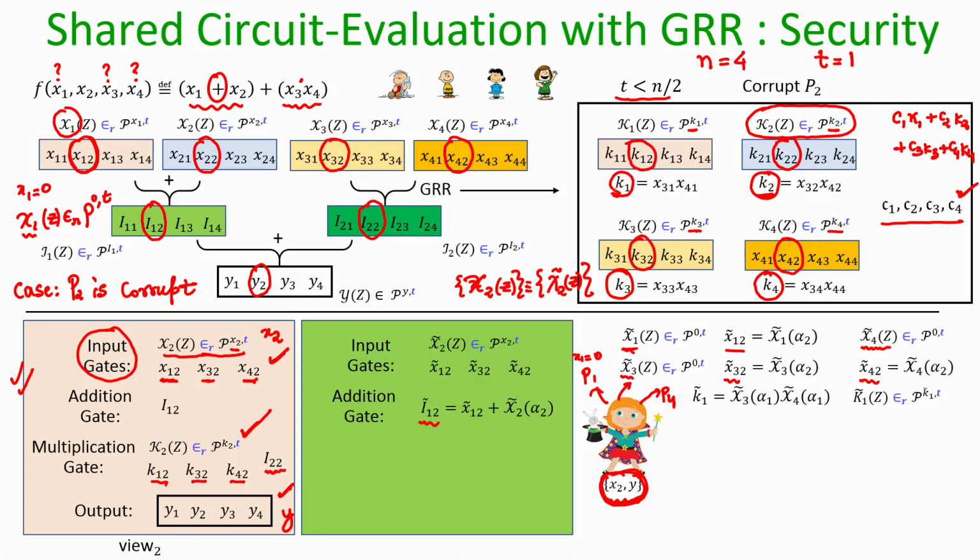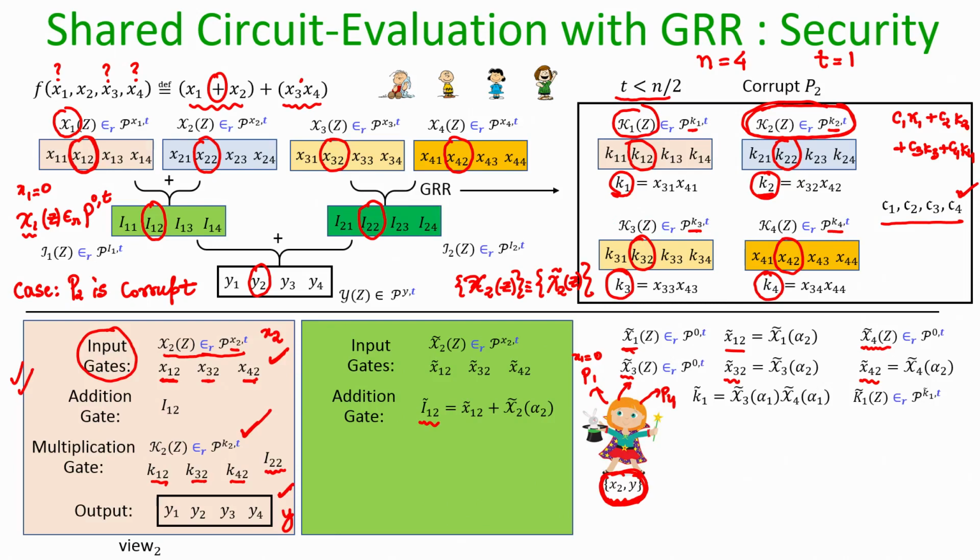So, P2 in the actual GRR degree reduction will have this full polynomial K2, because it itself is picking that polynomial. But for the other polynomials K1, K3 and K4, it is receiving only one share, namely the evaluation of those polynomials at alpha 2. And what are those polynomials? Each of these polynomials K1(z), K2(z), K3(z), K4(z), all of them are random t degree polynomials.